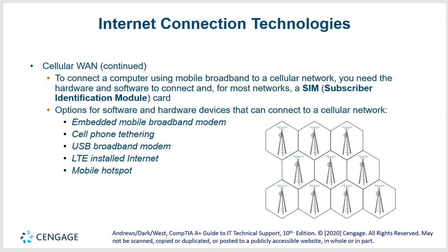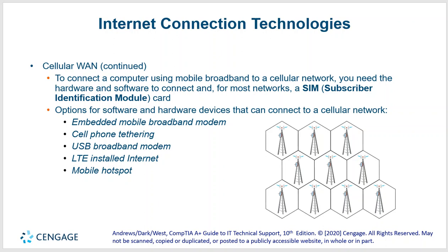Okay, so to use a cellular WAN, you don't just need the software, you need the hardware as well. You need a SIM, which stands for Subscriber Identification Module. Yes, Subscriber Identification Module. So they're tracking you. You know, people worry all the time. Oh, Google's tracking me and Facebook's tracking me and all that sort of thing. Your SIM is tracking you. Okay.